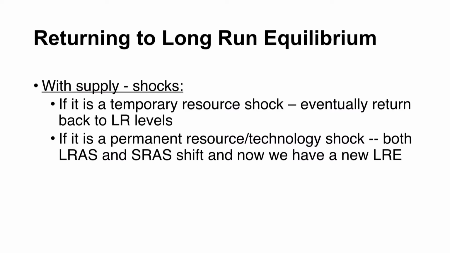Now, what about the supply side? Well, short run supply side shocks, or changes in the short run aggregate supply curve, are going to be based on a temporary resource shock. So therefore, eventually, we'll return back to the long run equilibrium levels. So remember that our short run aggregate supply curve is going to shift if we have a change in resources or technology in the short run as well as in the long run, or if we have changes in expectations, as we have just seen in the demand side example.